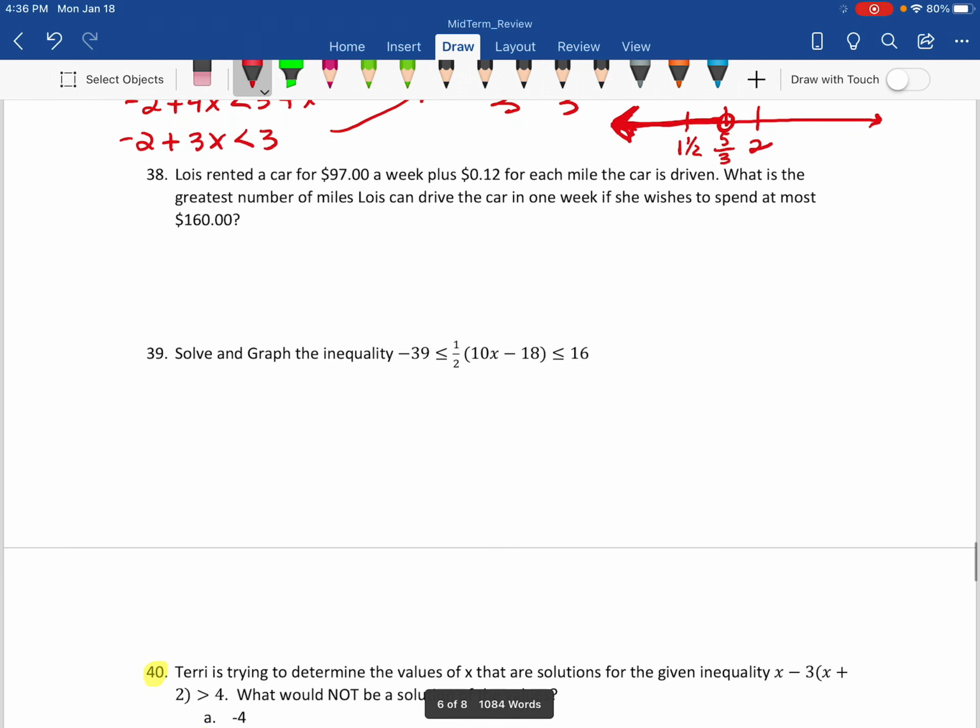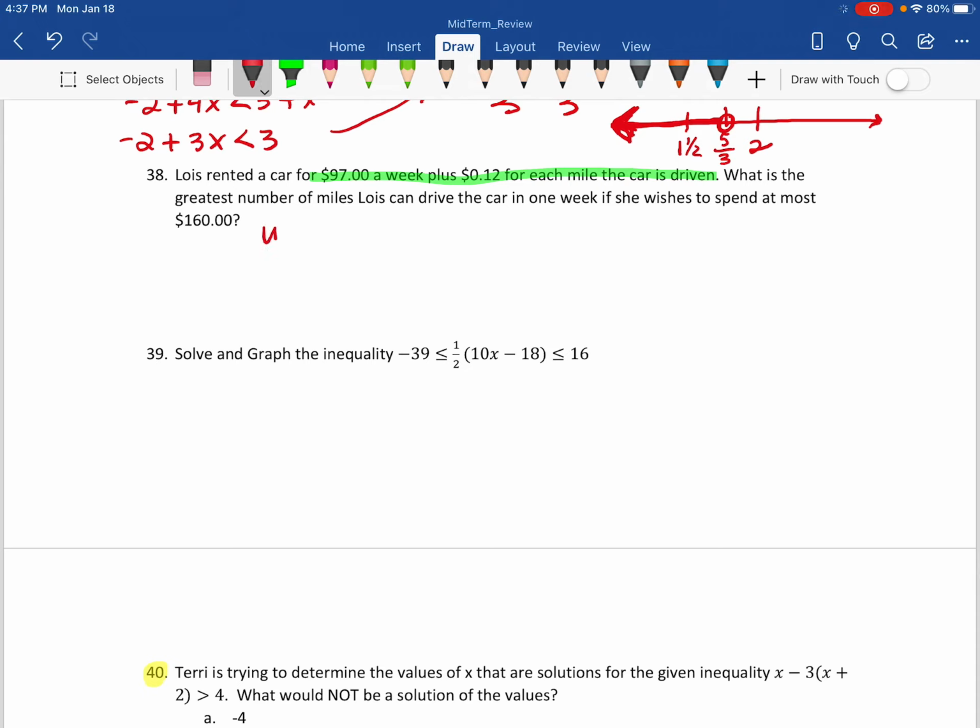All right, let's do number 38. Lois rented the car for $97 a week plus 12 cents per mile the car is driven, so that's one equation. And then we want to know what is the greatest value of miles that Lois can drive the car in 1 week if at most she spent $160.